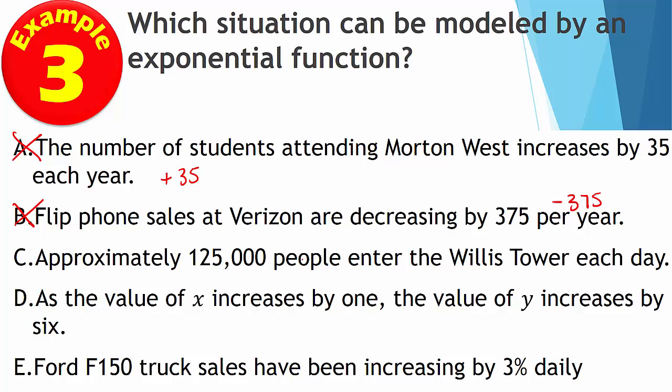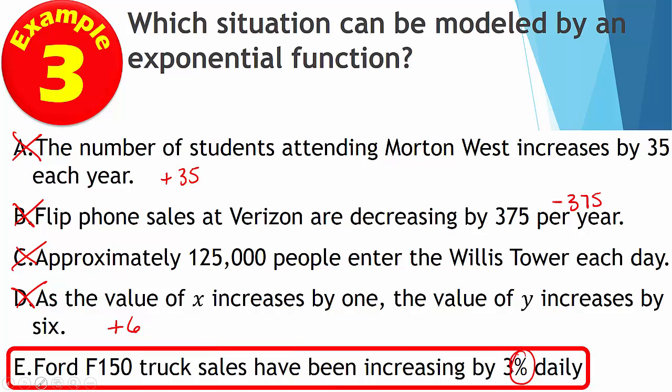Approximately 125,000 people enter the Willis Tower each day. That doesn't tell us anything. As the value of x increases by 1, the value of y increases by 6. So again, we're adding 6. Ford F-150 truck sales have been increasing by 3% daily. So there's that percent symbol. So that tells us that it can in fact be modeled exponentially.